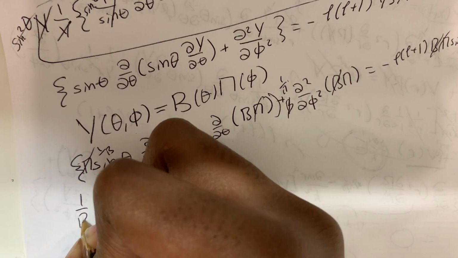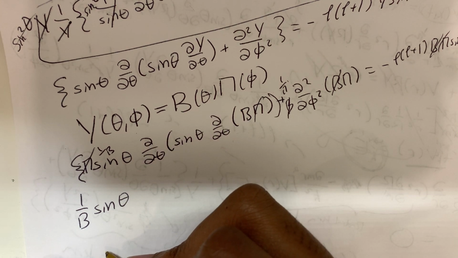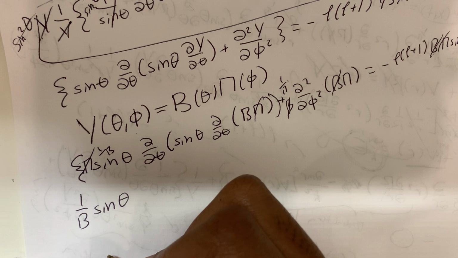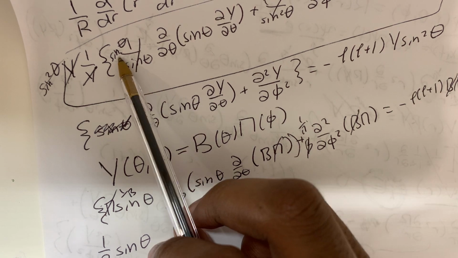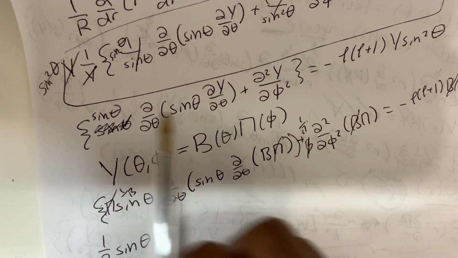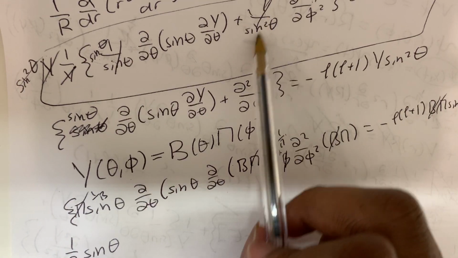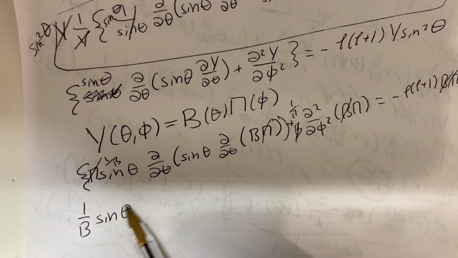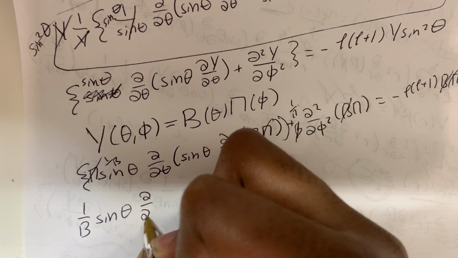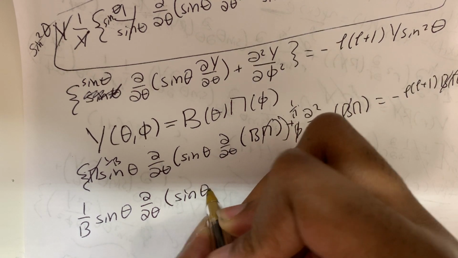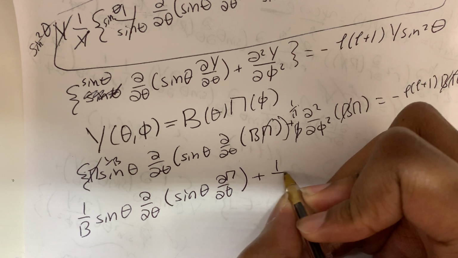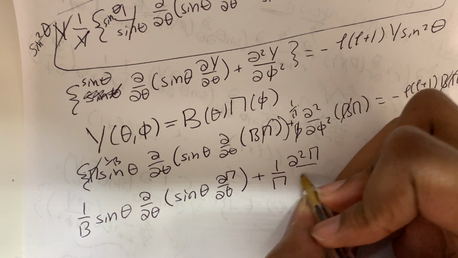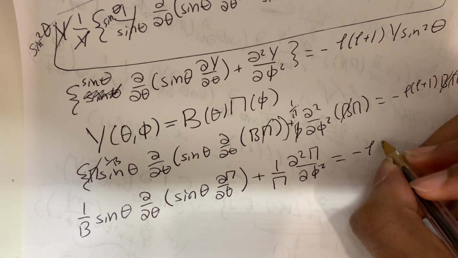So now we have 1 over Theta times sine of theta. Didn't sine of theta go away? Yeah, sine of theta went away. Sorry, because remember that we multiplied both sides by sine squared theta. Right? Oh, no, it's still here. Okay, I was still right. Never mind, sine of theta is still here. It's just that this sine of theta went away to 1. So I have 1 over Theta sine of theta. Now what? I have partial theta of sine theta partial theta of Theta, and now plus 1 over Phi partial squared Phi over partial phi squared equals minus L times L plus 1.